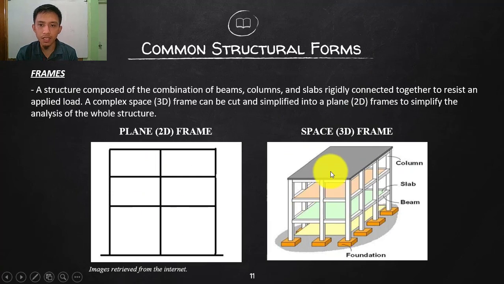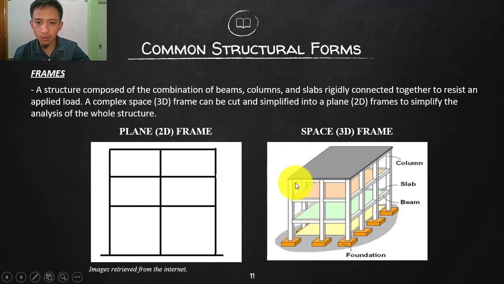Again, it says there that a complex space 3D frame can be cut and simplified into plane frames, or 2D frames, to simplify the analysis of the whole structure. As I've said, we cannot analyze this as a whole because that is too complicated. So we are going to simplify that by separating this into an analysis model. That is what we are going to analyze, the model that we are going to analyze. So we might be simplifying that one.